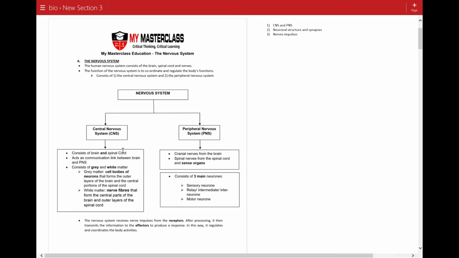The brain and the spinal cord communicate with other parts of the body, which is called the peripheral nervous system. The periphery of the nervous system consists of your cranial nerves and your sense organs. We have three main neurons that consist in the peripheral nervous system.